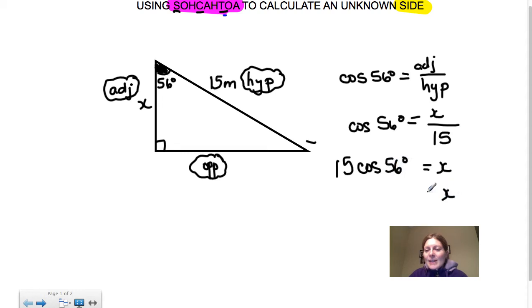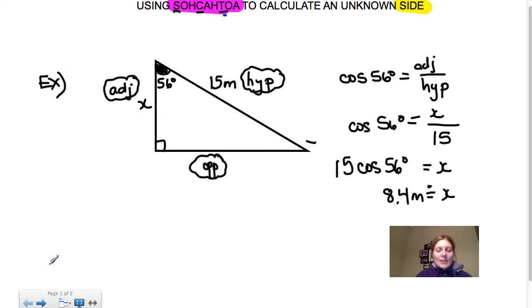And at this point, once I have X by itself, I can just punch this all into my calculator. So I'm going to punch in 15 times the cosine of 56 degrees. And please make sure that your calculator is in degrees when you do this, and not in radians or gradians. 15 times cos 56, and that should give you approximately 8.4 meters. Good.